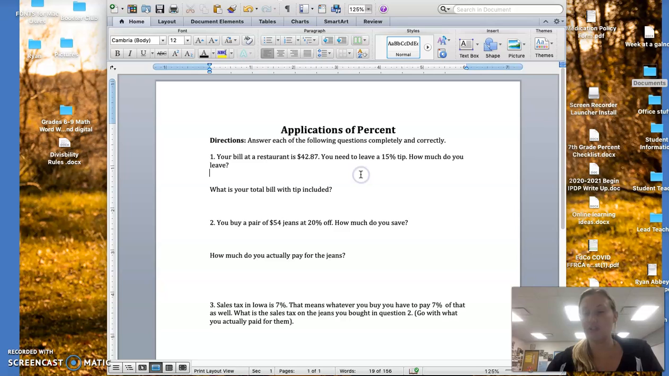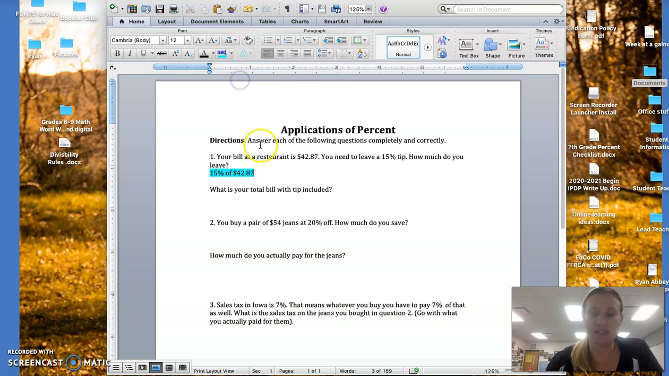Well, in order to know that, we kind of have to set this up. What is it that we need to find? We obviously have the percent. So is this 42.87 the part, or is it the whole? Part of that is rewriting this question. When they say we need to leave 15%, 15% of what? Well, it's 15% of your bill. So what we need to find is 15% of that 42.87.